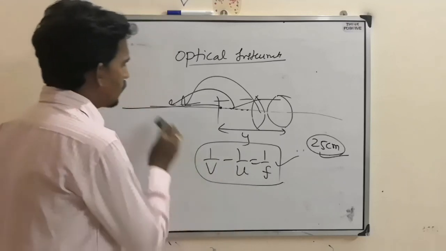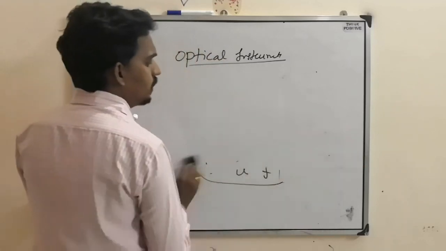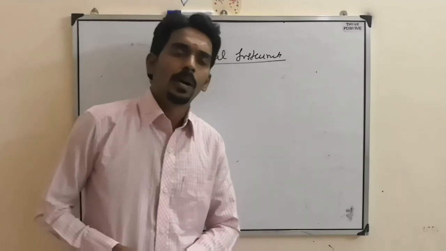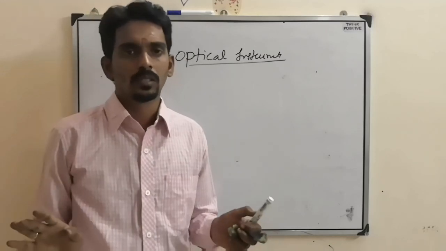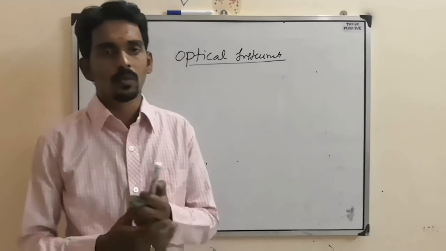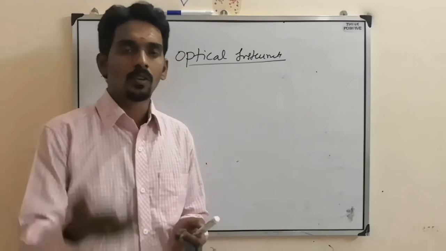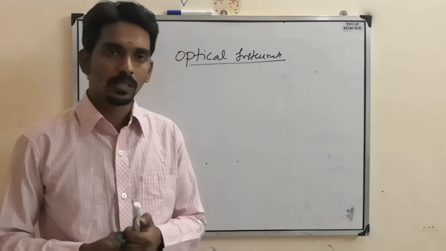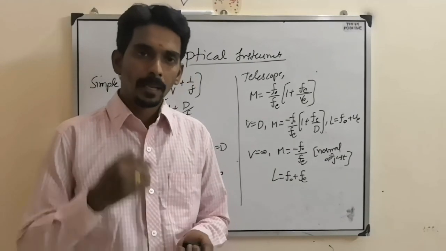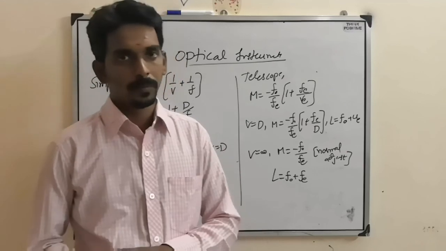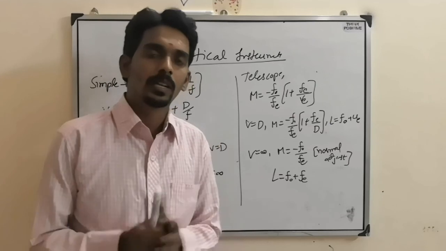Now apart from this, whatever remaining things are there: simple microscope, compound microscope and telescope, astronomical telescope. Just remember the formulas and then solve the questions. 99% they will give simple questions only. I'll just explain what the formulas are, then we will solve a few questions based on those things also. Three instruments: simple microscope, compound microscope and telescope. Simple microscope means just a lens, a convex lens.